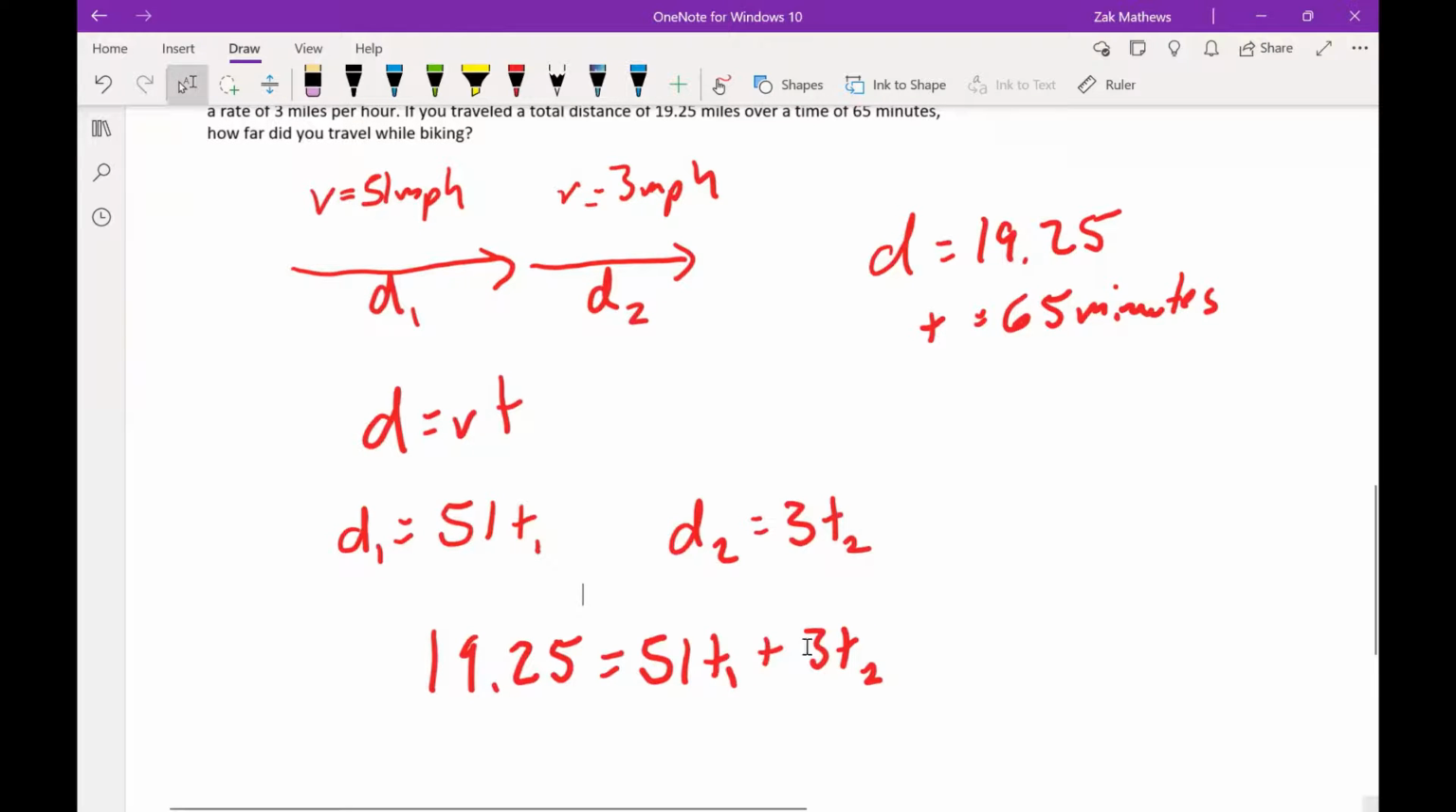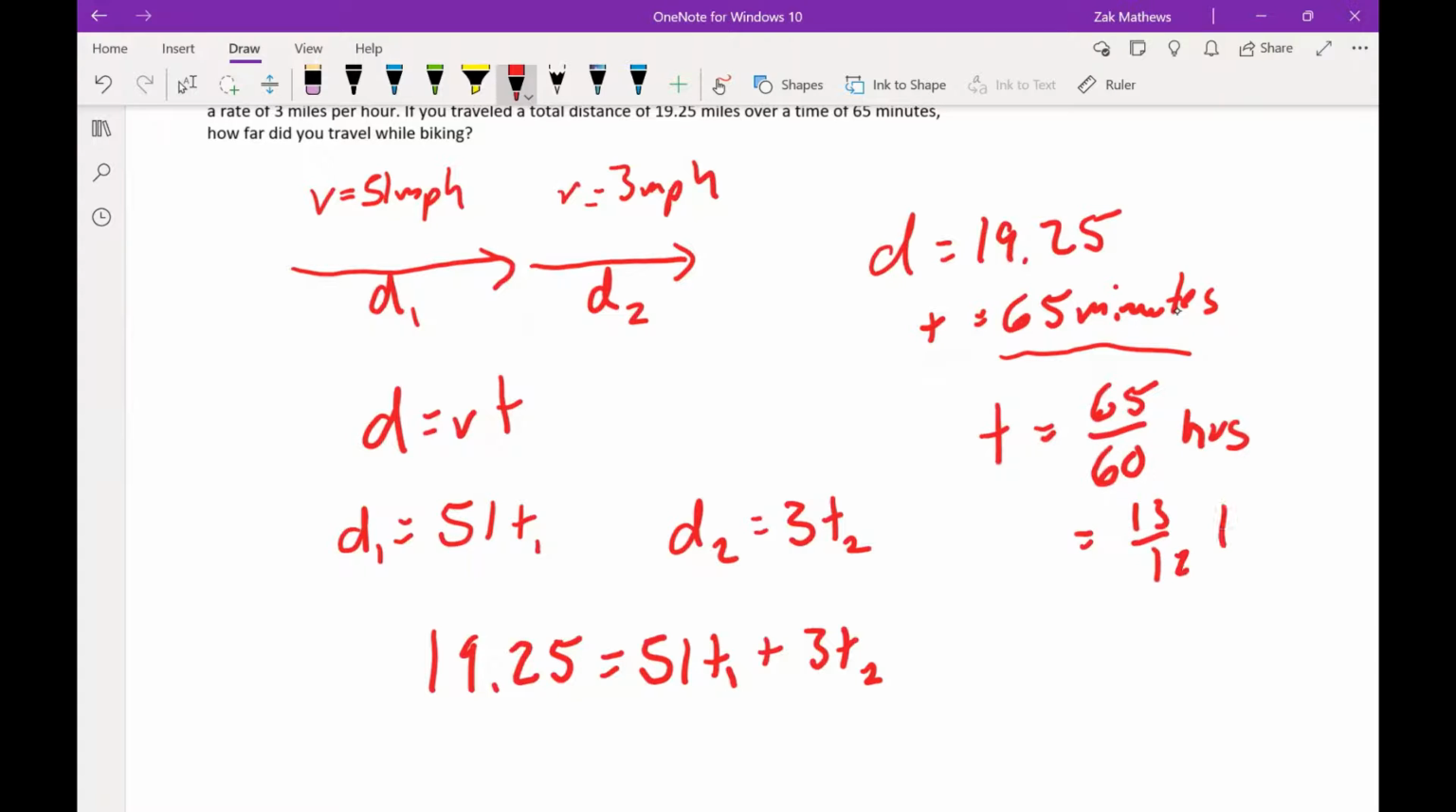I need my second equation. Well, T1, T2 are the unknowns. I know that total time is 65. So together, those two elements have to add to 65, because remember, these rates were miles per hour. This time is in minutes. So the first thing I need to do is convert that time to hours by dividing by 60. You can reduce that if you want, or you could just leave it as a fraction. It doesn't matter. It's probably a little easier to work with the reduced fraction, 13 over 12.